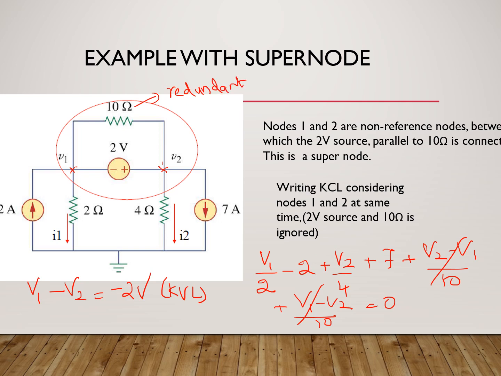Which means that you can say that this is redundant, since it is in parallel to the super node, and when you're writing KCL for the super node, that is why we were saying that the 10 ohm resistance is getting ignored, right? So even if you do not write this equation, it is fine, and if you write it also, it will automatically get cancelled, provided you write it properly. So this is how we write the super node equations.